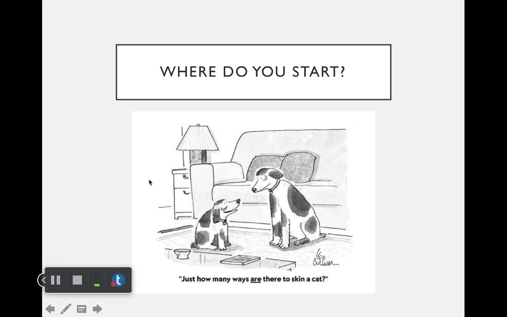So where do you start? Just as this cartoon shows, there are tons of ways to skin a cat, which basically means there's a ton of ways that you can look up patient information and organize your assessment and plan of the patient. There's really no best way to do it, although I do have some recommendations for you.